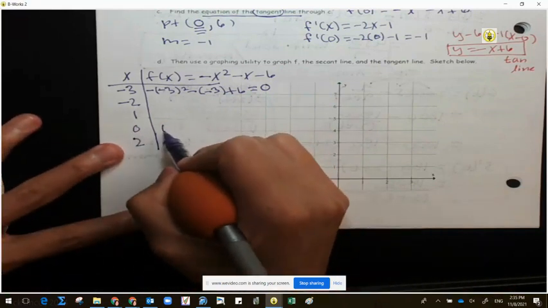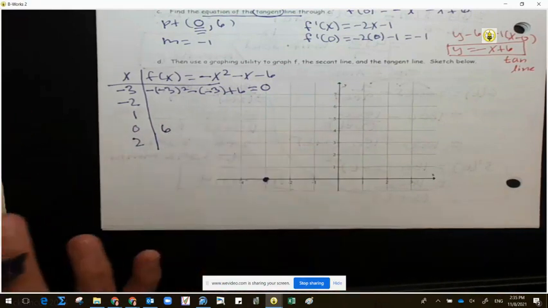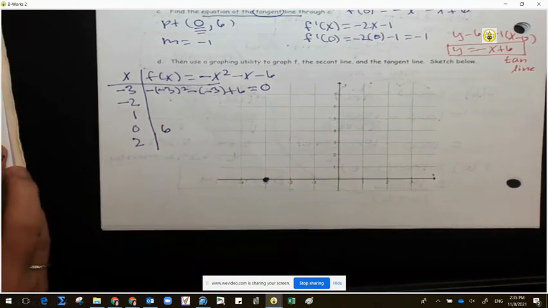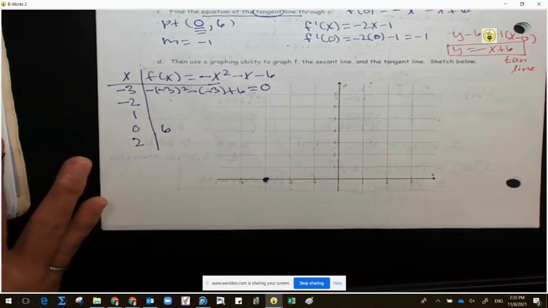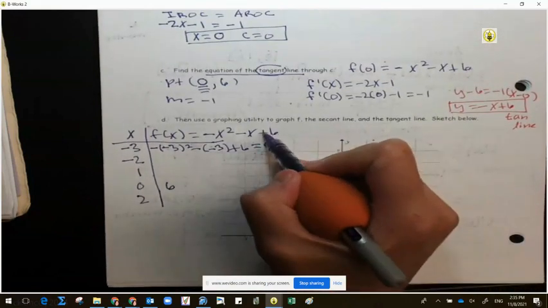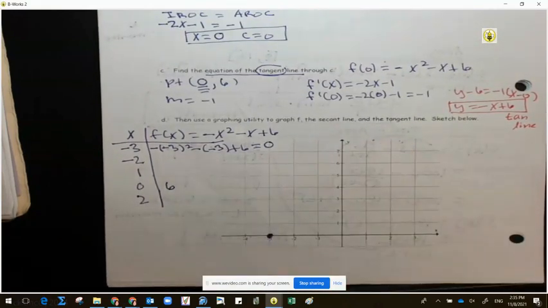Hopefully 0 is 6. We did that one already. The original is +6. Apparently, I don't know how to copy. There you go. Whoever said that, thank you.